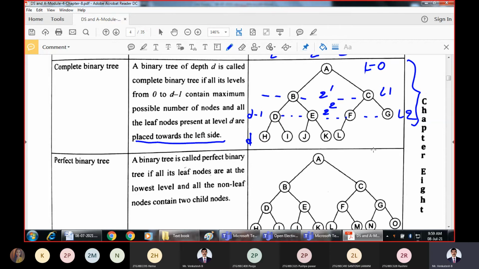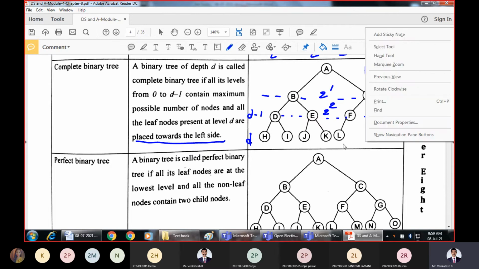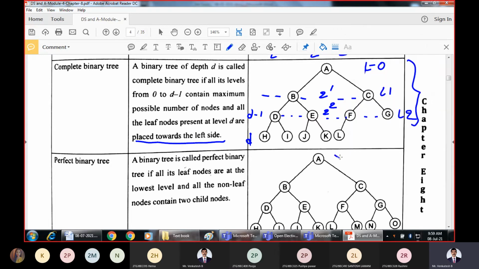So for example, in this case, we should have 8 nodes at the last level. But how many nodes are we having? We are having 1, 2, 3, 4, 5 nodes. Even though a lesser number of nodes are there, they must occupy the places from left to right. Then it becomes a complete binary tree. If you extend it something like this, then also it is a complete binary tree because the nodes are being placed from the left side. They are being filled from left to right.